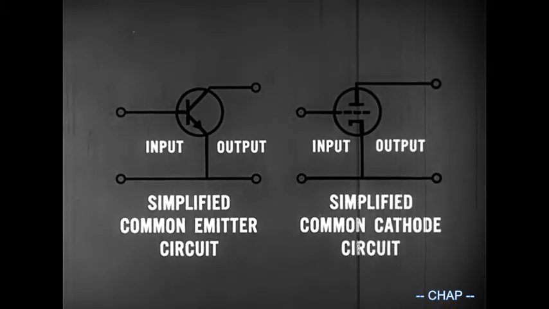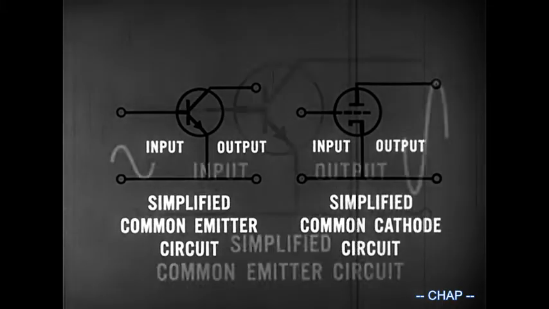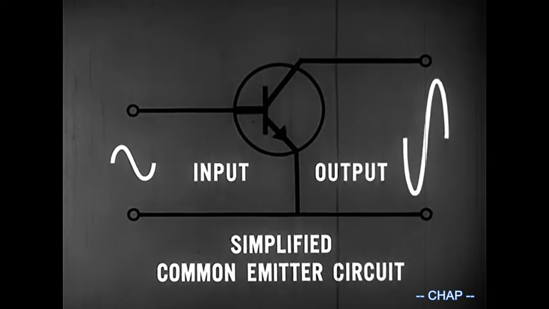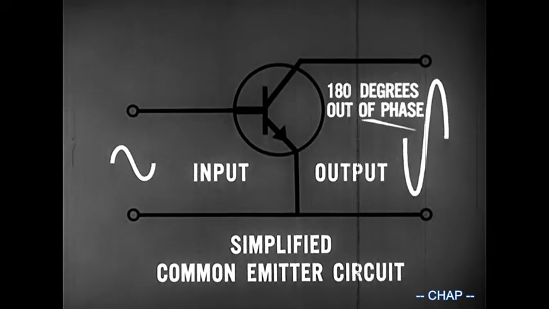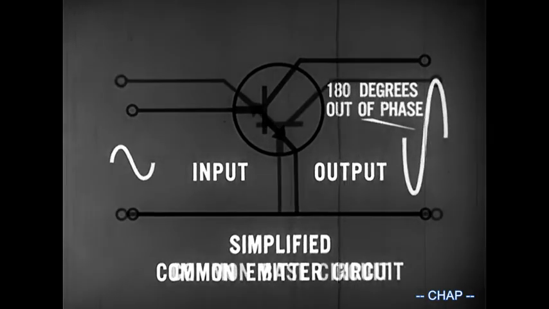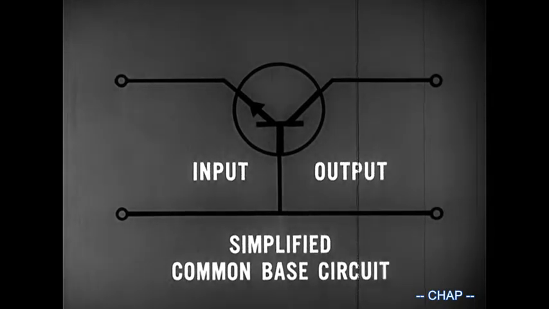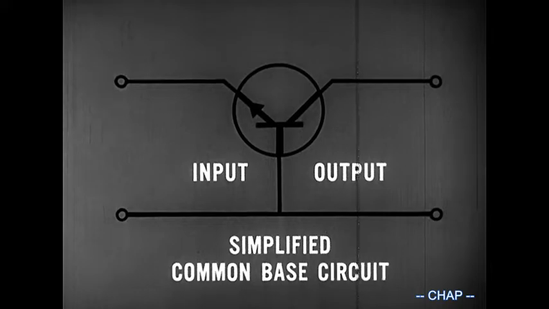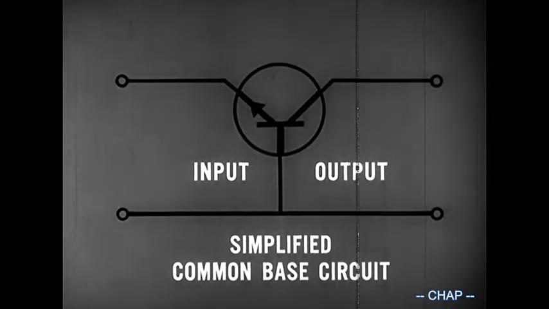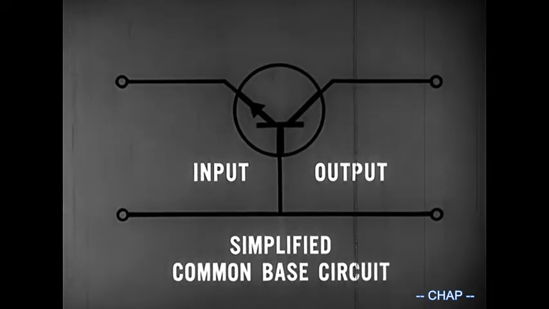One important thing to remember about the common emitter circuit is that it provides an amplified signal that is 180 degrees out of phase with the input signal. When the base is common to both input and output circuits, we have a common base circuit. Forward bias requires the base to be positive with respect to the emitter.